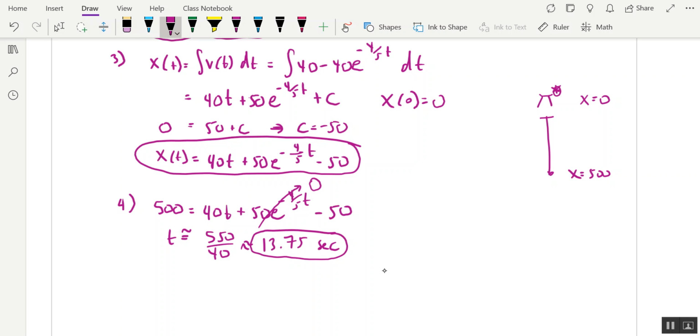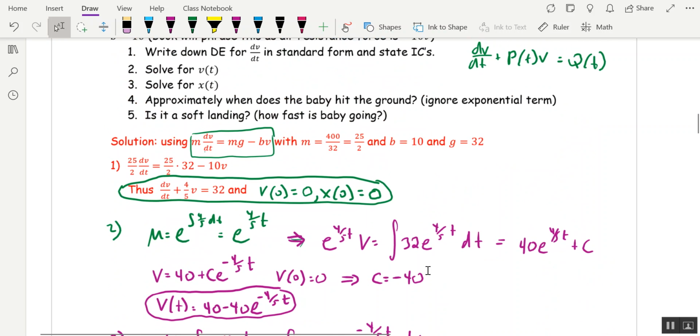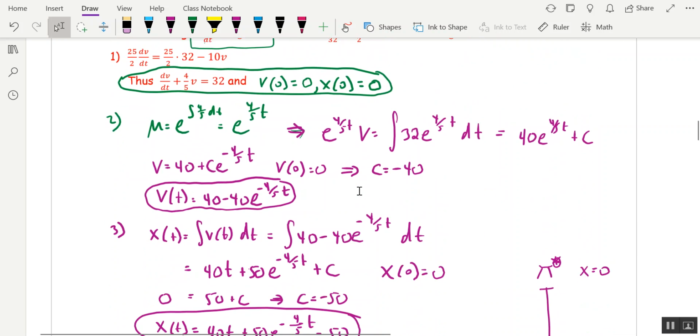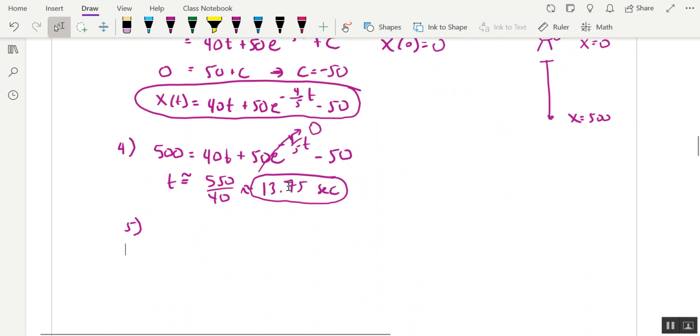And then finally, part 5 is, is it a soft landing? How fast is the baby going when it hits the ground? Well, it hits at 13.75 seconds. And so if we want to know how fast it's going, we want v of 13.75. And that's about 40 miles per hour.